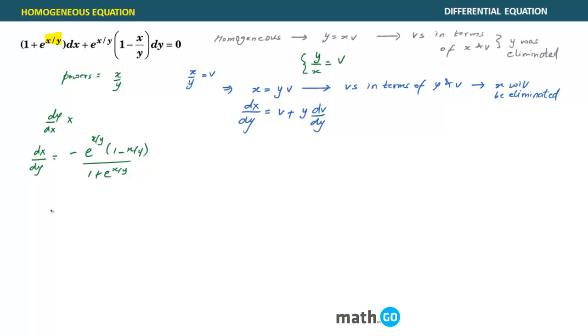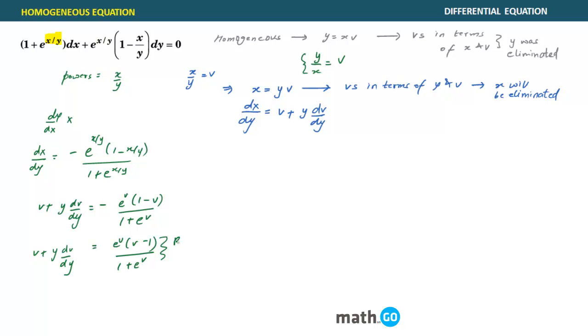Now let's start substituting the value. So if I use this here, it will be v plus y dv by dy. This will be minus e raised to power v times 1 minus v upon 1 plus e raised to power v. This is what you will get, and I can say this is nothing but e raised to power v minus 1 by 1 plus e raised to power v plus y dv by dy.